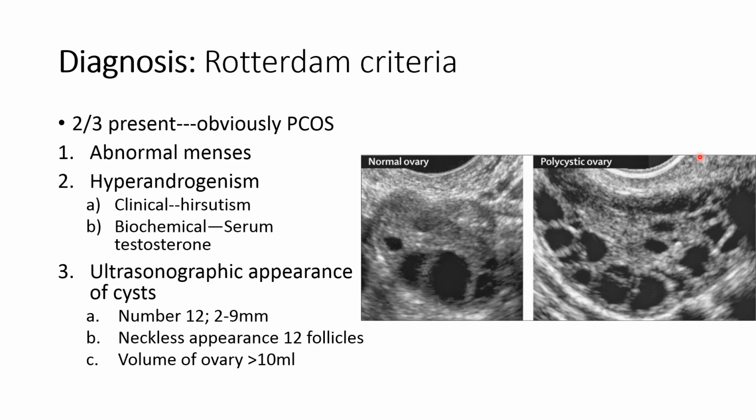So if only one ovary is suspected to have polycystic ovarian syndrome, then it is suspected to be polycystic in the other ovary also. So if two of these criteria are present, namely abnormal menses, hyperandrogenism, or 2 to 9 millimeter follicles present in the ovaries, even in one of the ovaries, then the woman would be diagnosed to have PCOS.